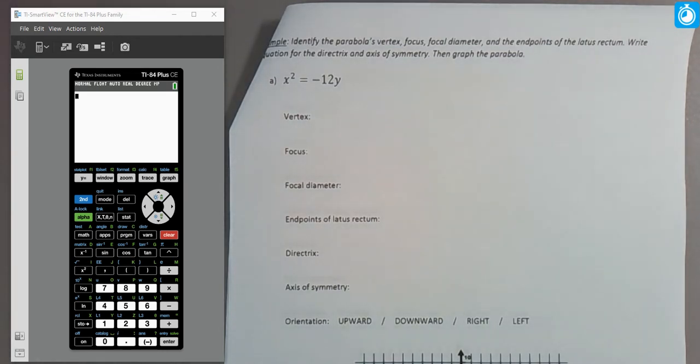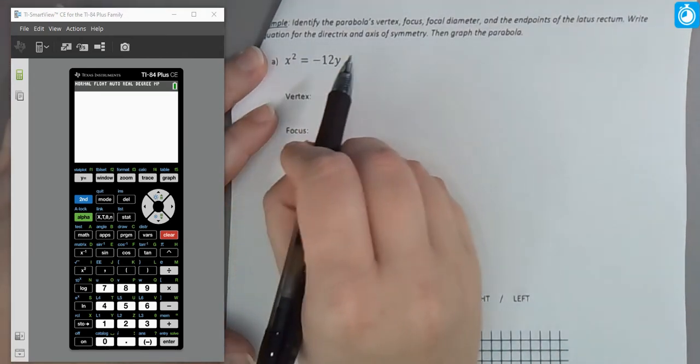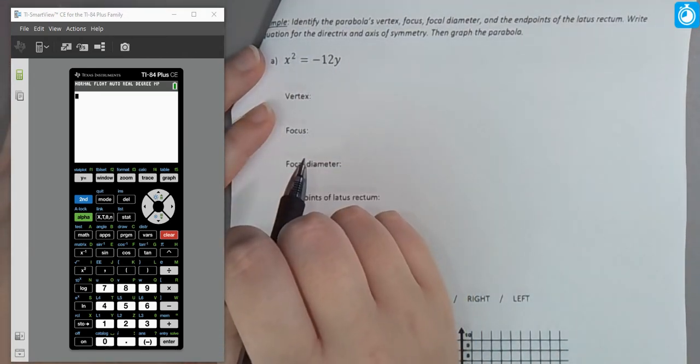Now, graphing does not necessarily mean having to graph the directrix and the axis of symmetry, but it's not a bad idea to do so at least one time just to see how they relate to one another and how they relate to the actual graph. So let's start with just looking at the equation, seeing what we can see.